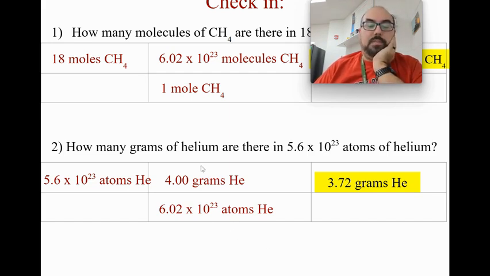Then for mass, I look on the periodic table. This one, since it's just helium, is just He. We didn't have to do the molar mass. We didn't have to do the new step. So then that's 4 grams of helium per 1 mole. 1 mole is 6.02 times 10 to the 23rd atoms. And then we multiply across the top, divide by the bottom, we get 3.72 grams.